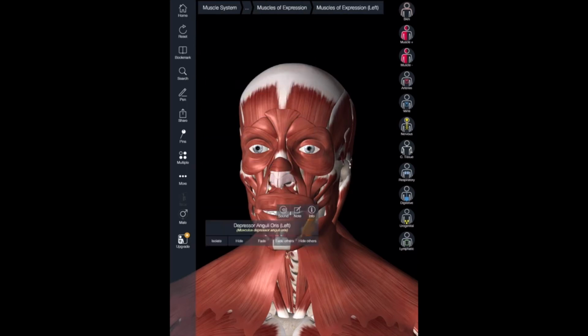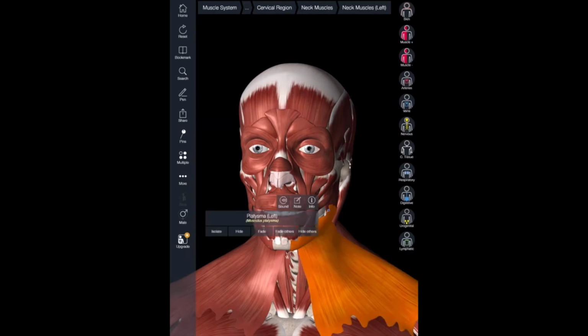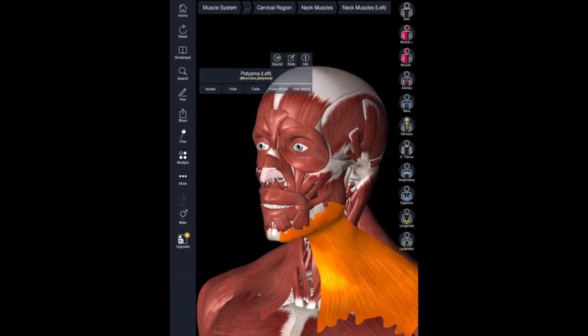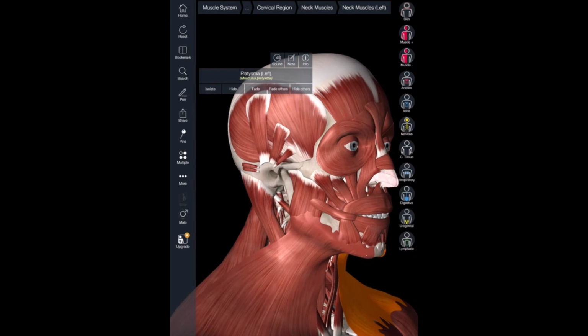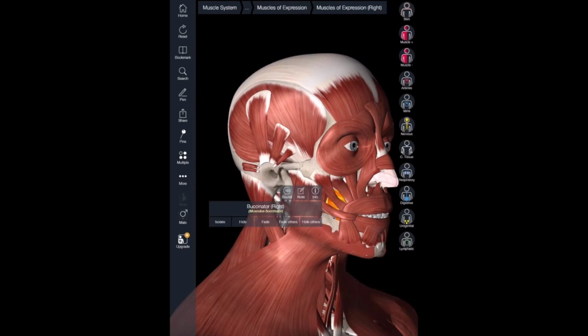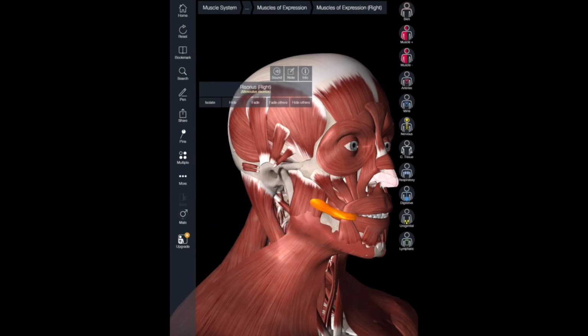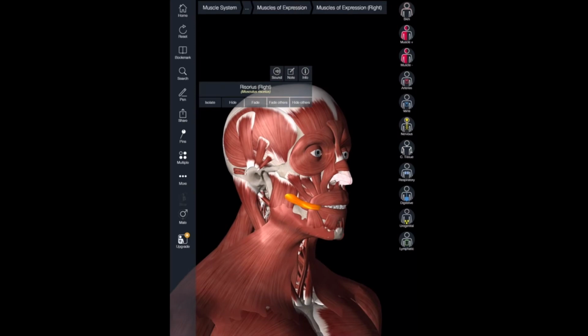Oh, we didn't do this one. Depressor anguli oris, platysma. We did not do buccinator. Where's that guy in there? Okay, that's buccinator. Oh, and risorius. Let's not forget our laughing muscle, risorius. Okay, those were muscles of facial expression, muscles of mastication.